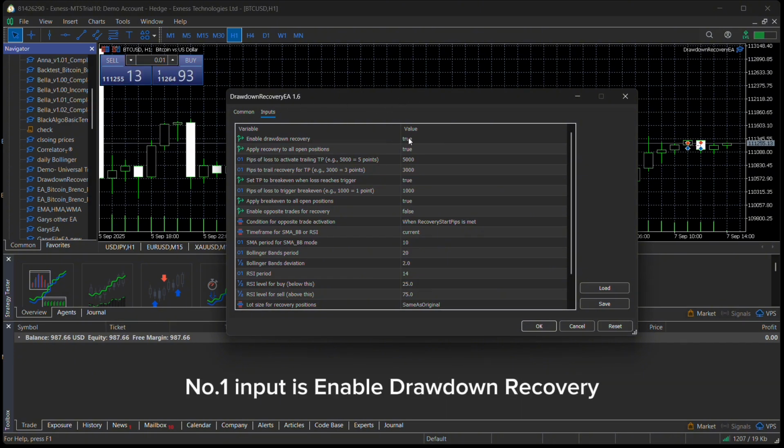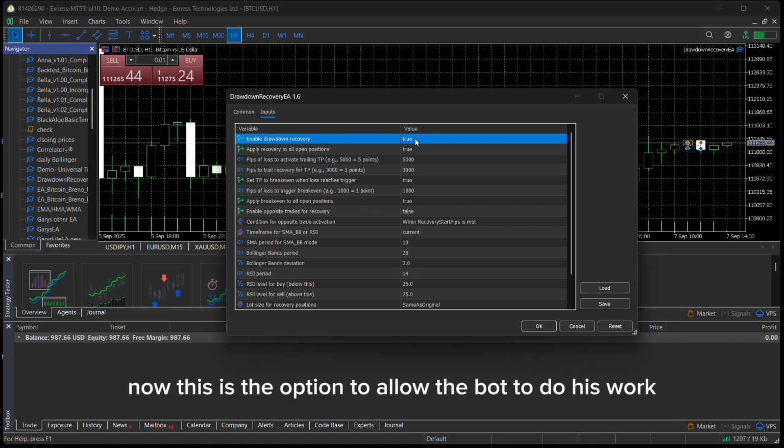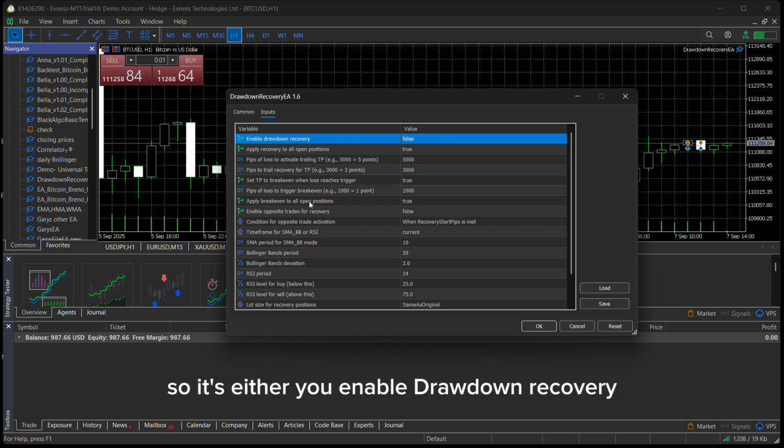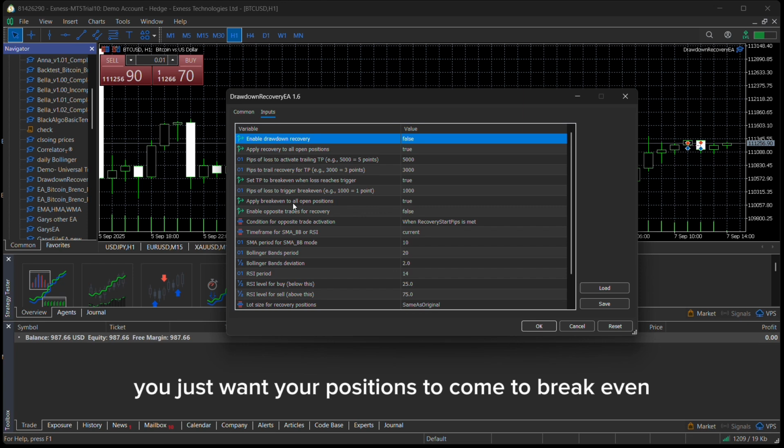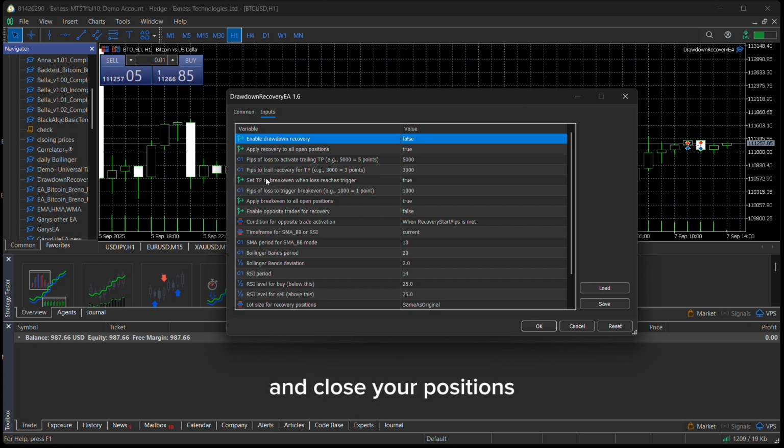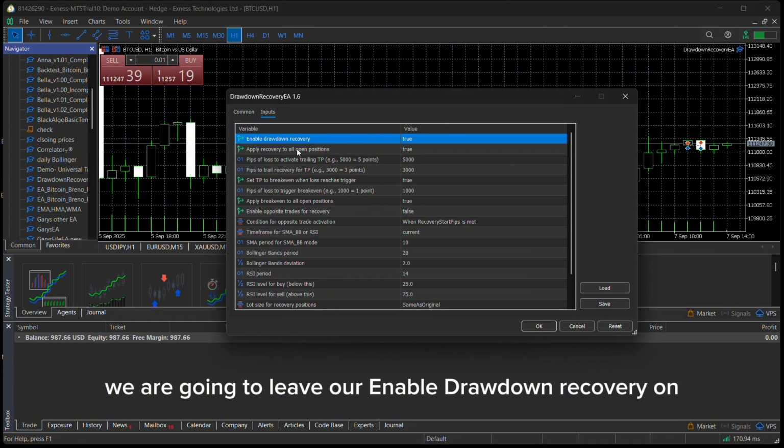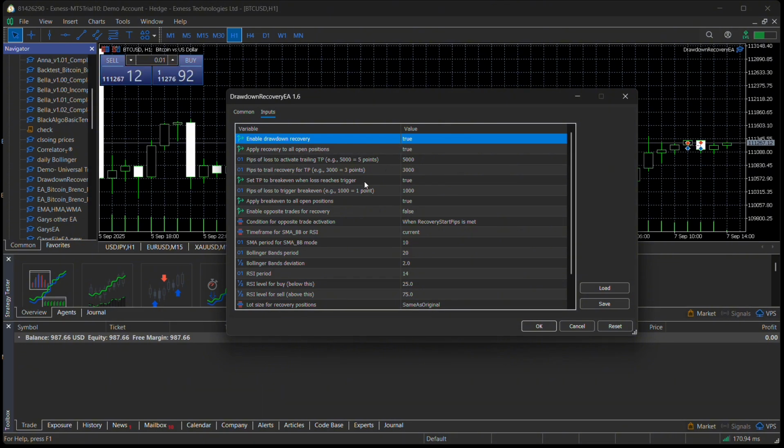Number one input is enable drawdown recovery. Now this is the option to allow the bot to do its work. So it's either you enable drawdown recovery or you just enable break even, in case you just want your positions to come to break even and close your positions. That is set TP to break even. Right. So now we are going to leave our enable drawdown recovery on.